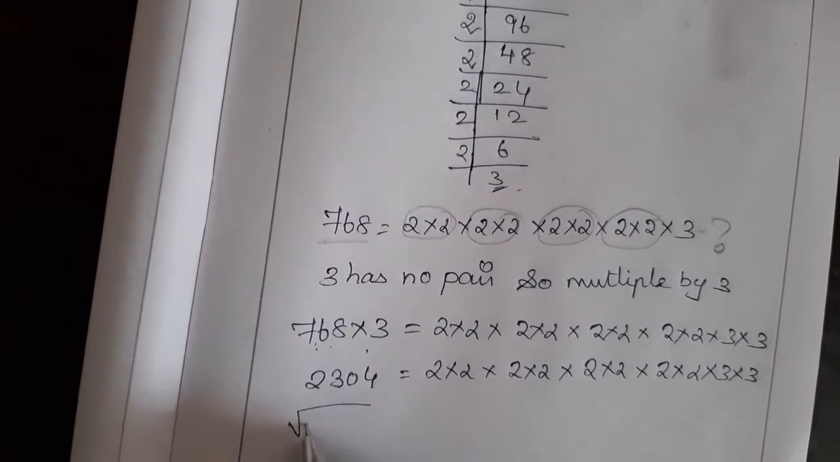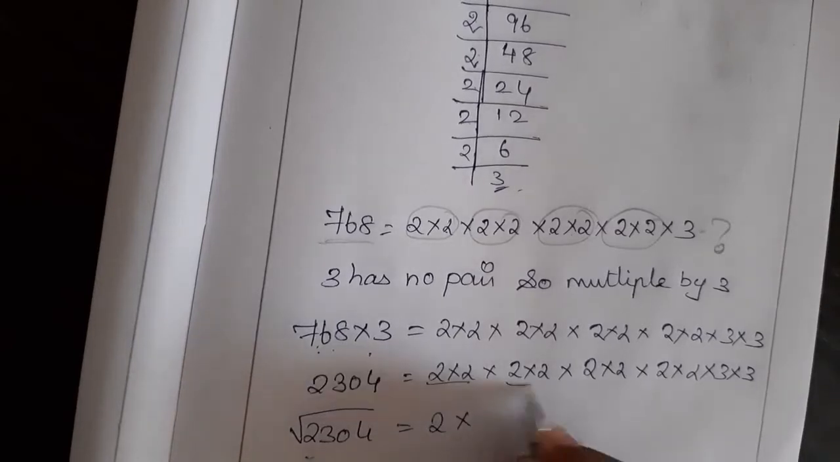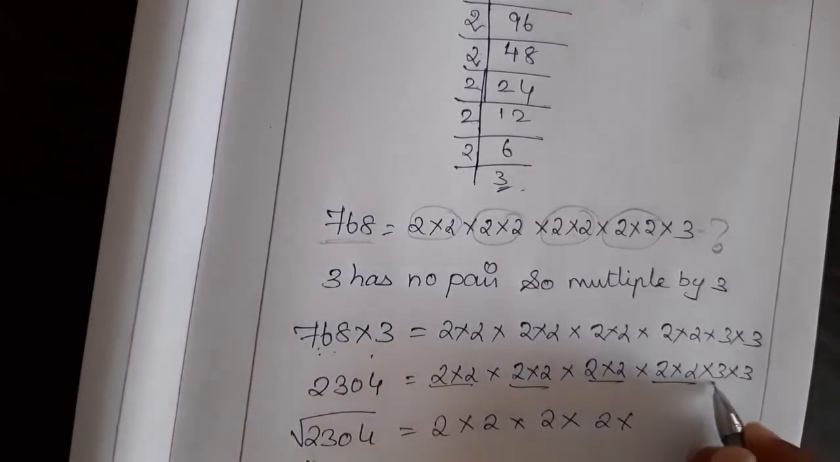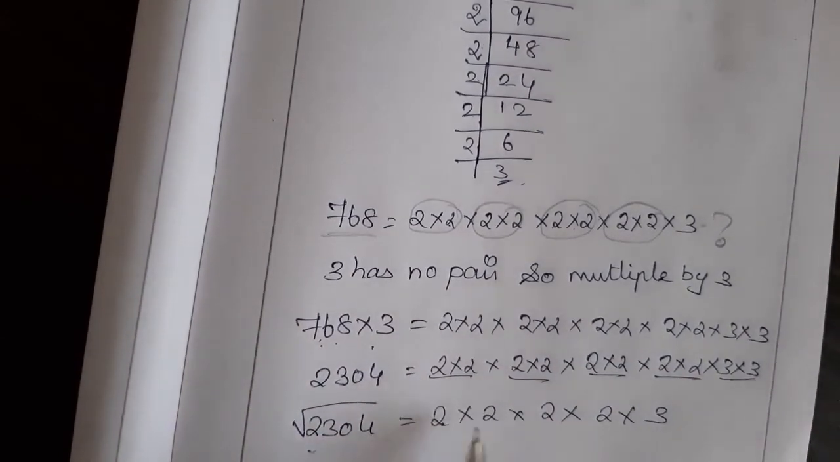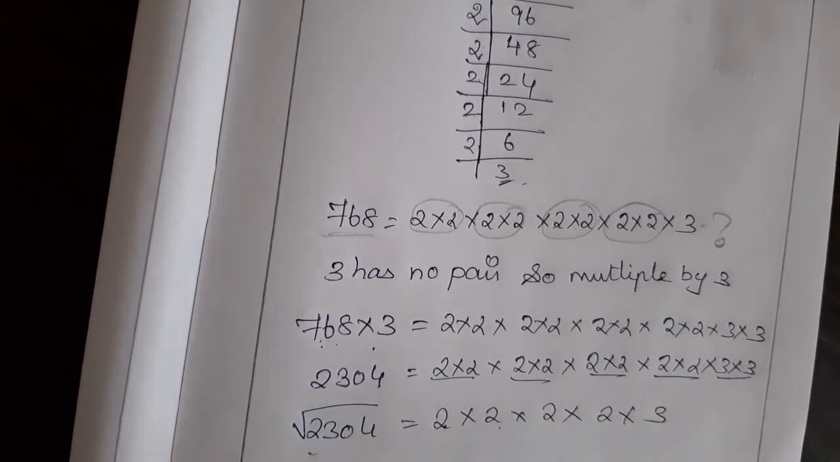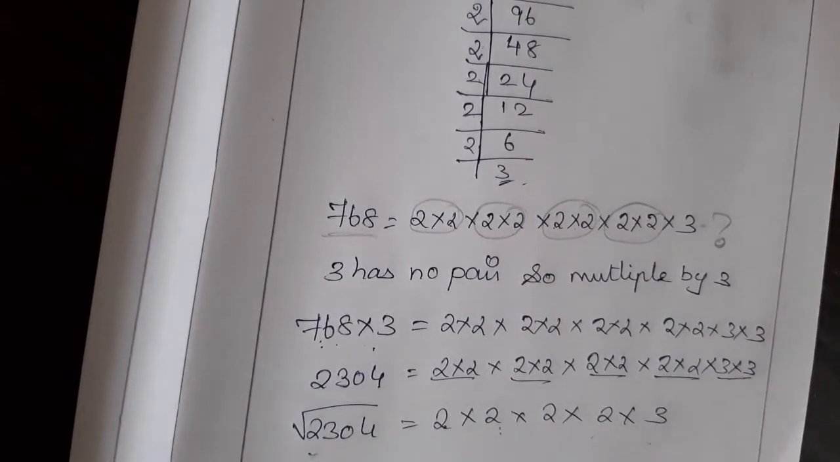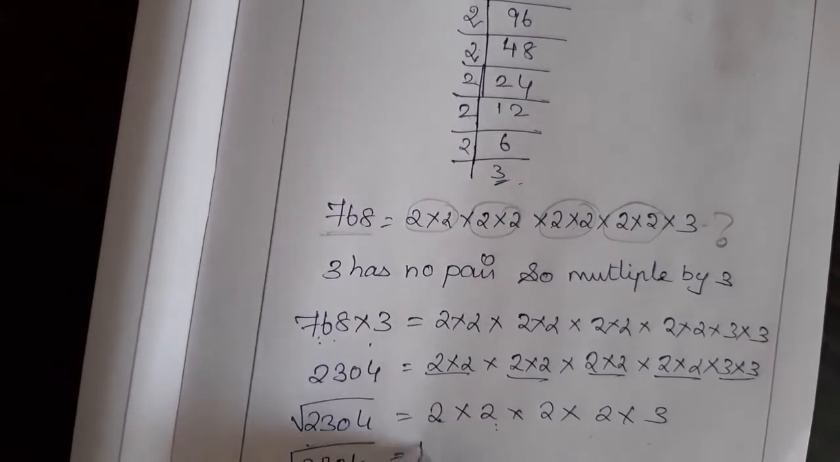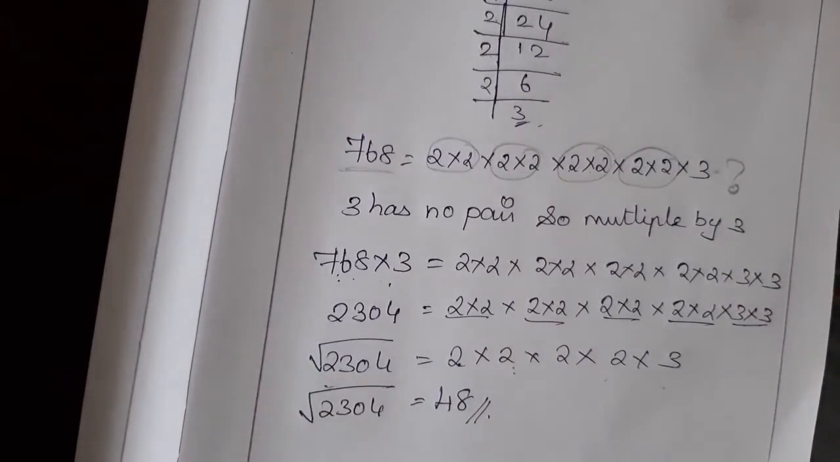So square root of 2304 is equal to, just pair up, this pair is 2 into, this pair is 2 into, this pair is 2 into, this pair is 2 into, and this is a 3, right? So 2 into 2 into 2 into 2 into 3. 2 2s are 4, 4 4s are 16, 16 into 3 is 48, right? So square root of 2304 is equal to 48. So this is the answer.